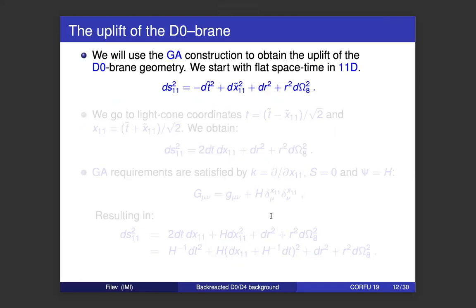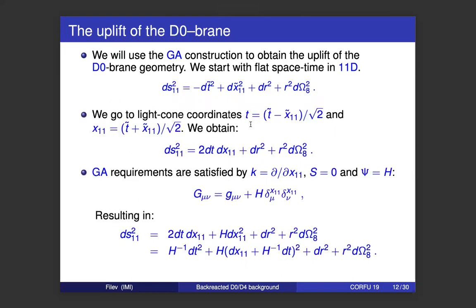Now, let's consider, so we will first use the GI construction to obtain the uplift of the D0 brane geometry. The first exercise is you start with flat space in 11 dimensions. This is just flat space in 11 dimensions, nothing else. It satisfies Einstein equations. And in this flat space, there are obviously many killing fields, right? And then you look at one.